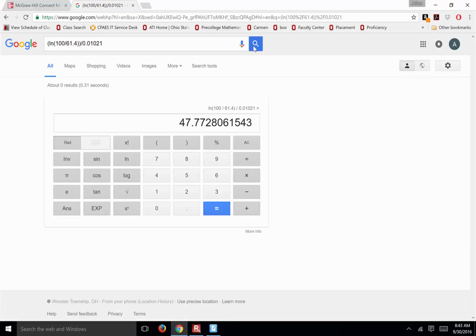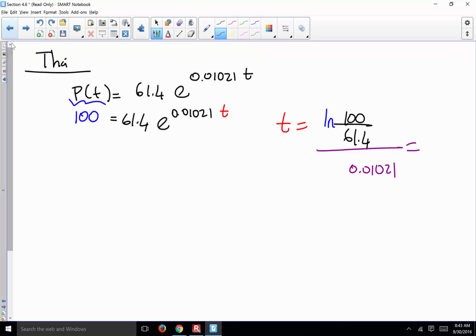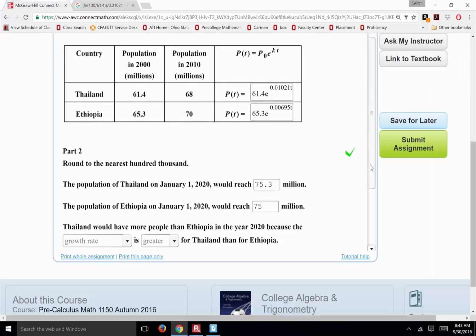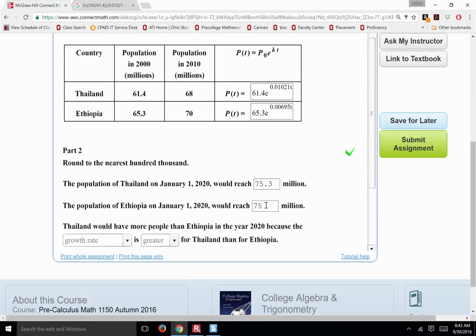47.77 years. Does it make sense? Yes, because in 20 years, how much did they grow? They grew in 20 years to 75. Of course it's going to take more than 40 years to make 100.